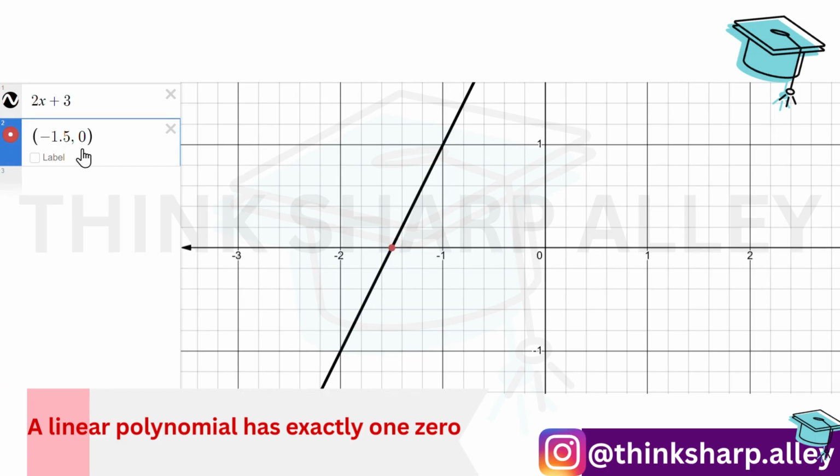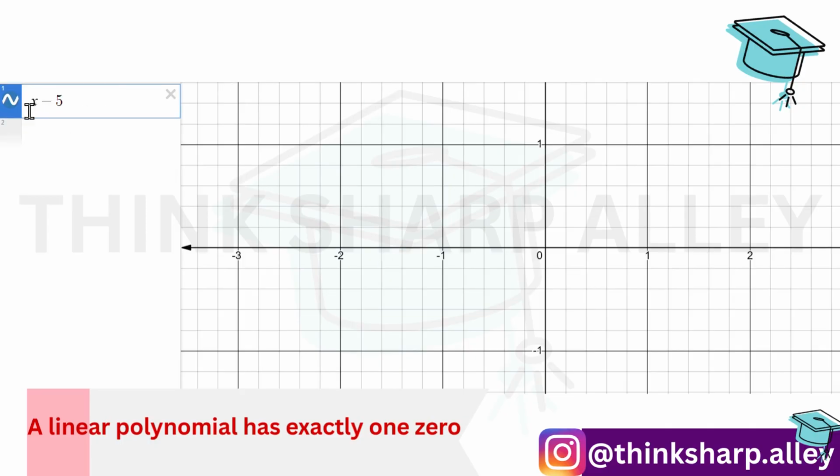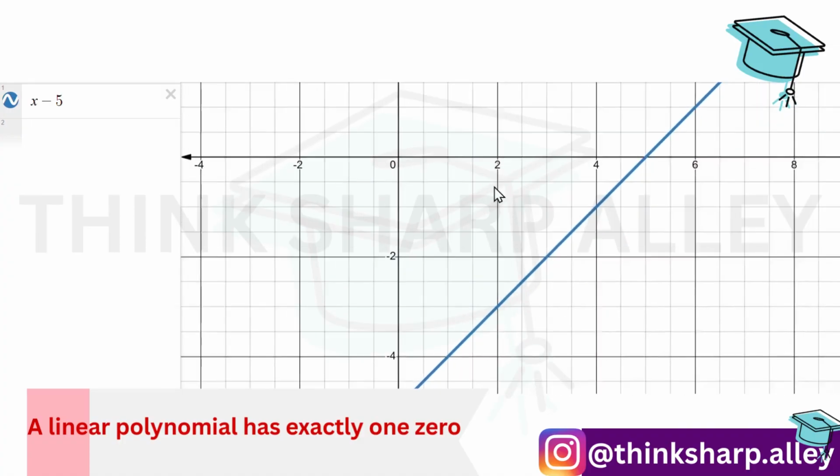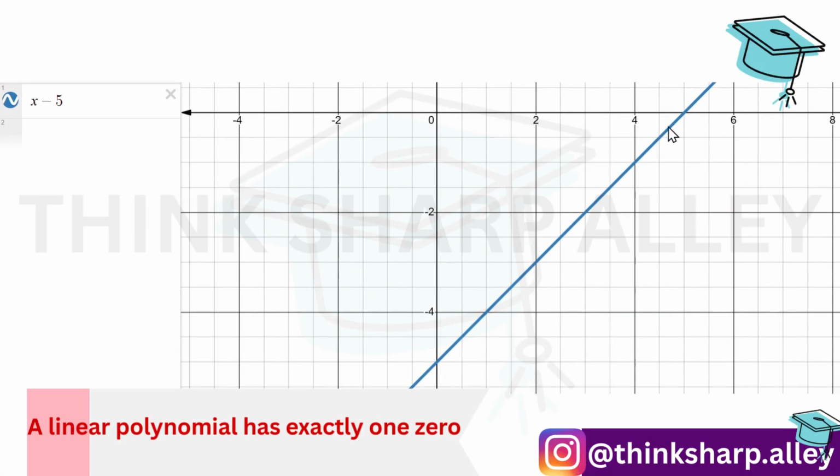Because at this point, the value of y is 0, and the value of y is the value of the polynomial. So when the polynomial's value becomes 0, that value of x is called the zero of the polynomial. In this case, as it's a linear polynomial, it has only 1 zero, and that zero is minus 1.5. Now let me give you another graph, and why don't you try to find out the zero of the polynomial. Here let us see the graph of x minus 5. The graph of x minus 5 is something like this.